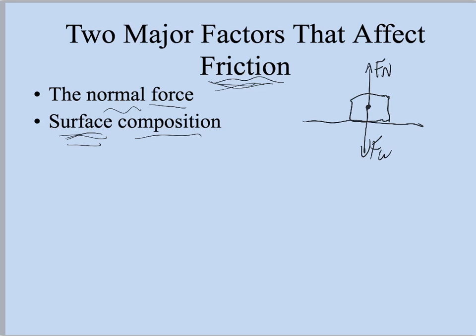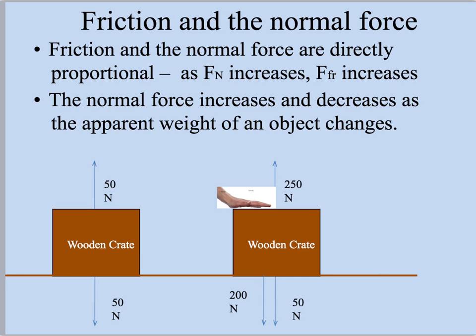You would know that ice has less friction than gravel or an asphalt road. You know that it's much easier to drive on an asphalt road than on an icy road because the friction is much greater on the asphalt road. So normal force and surface composition are the two main factors that affect friction force. And believe it or not, we can change the normal force depending on the situation.